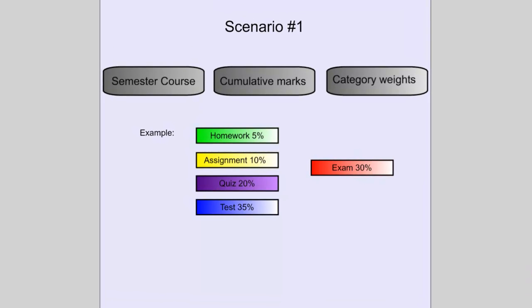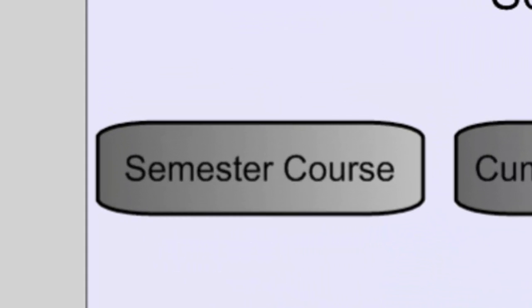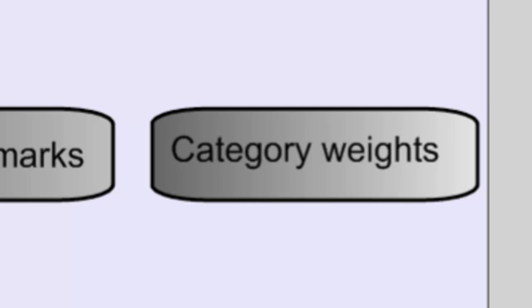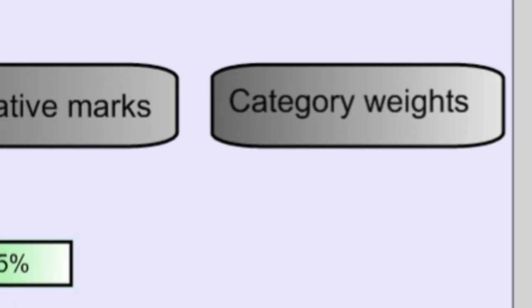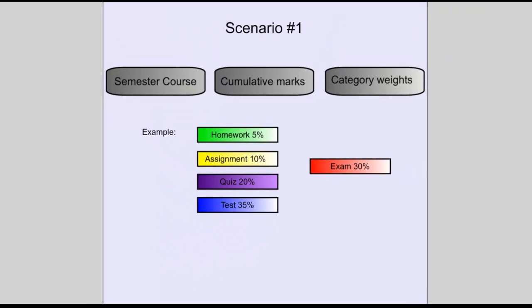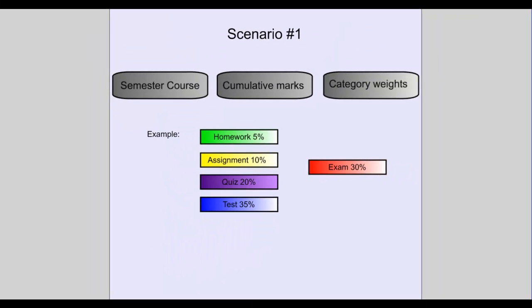Scenario number 1. A semestered course, which runs from September until January, or January until June, depending which semester we're on. I want cumulative marks, and I'm using category weights. So I've gone ahead and created these categories: homework, assignment, quiz, test, and exam, but you can use your own categories. These add up to 100. How would we set this up in Gradebook?